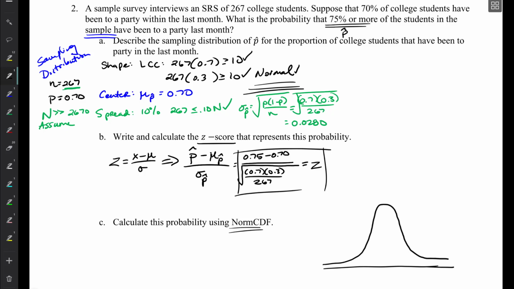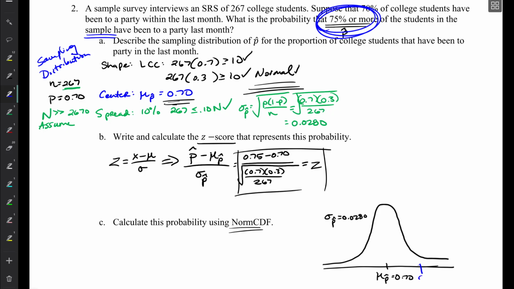Then I need to know what the center is of that distribution. And the center was found by that 0.70. That's mu sub p hat. So what we're drawing here is not the population distribution, it's the sampling distribution. And we found the standard deviation as well. So now we have every parameter that we need. And what we're trying to find is what's the probability that we have 75% or more in a sample.